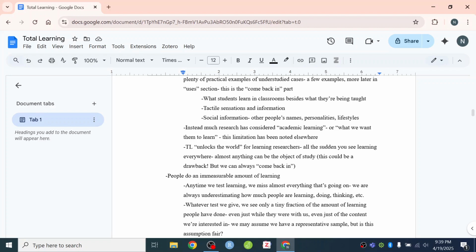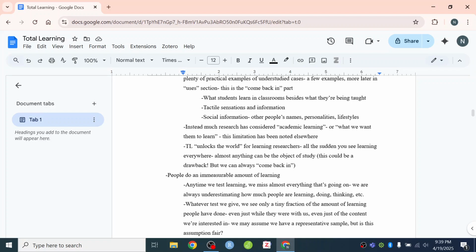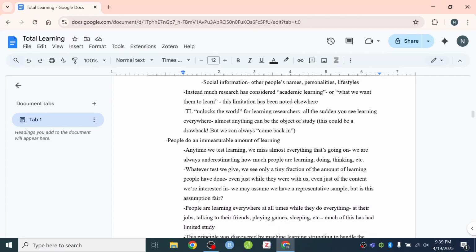Long story short, whenever we give a test of learning, we're only capturing a tiny, tiny fraction of the total learning that people are doing. People are learning everywhere, at all times, while they do everything, at their job, when they're talking to their friends, when they're playing games, when they're sleeping. And so much of this, again, as we said before, has had limited study. We can't look at someone and say, you haven't hardly learned anything today. What have you been learning all this time? You haven't been learning anything. That's silly. People are always learning all kinds of things. It's just a question of whether or not we're testing them on what they've been learning.